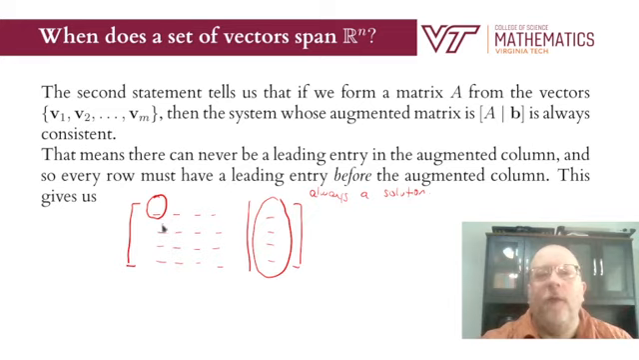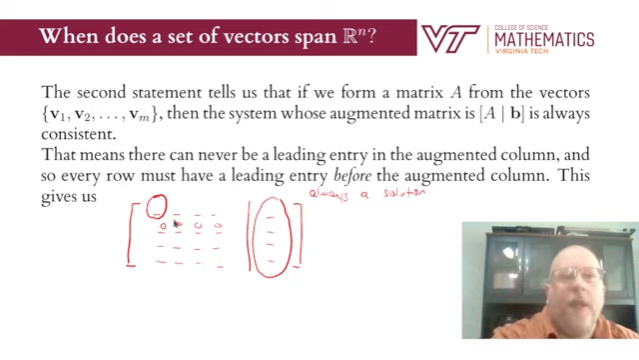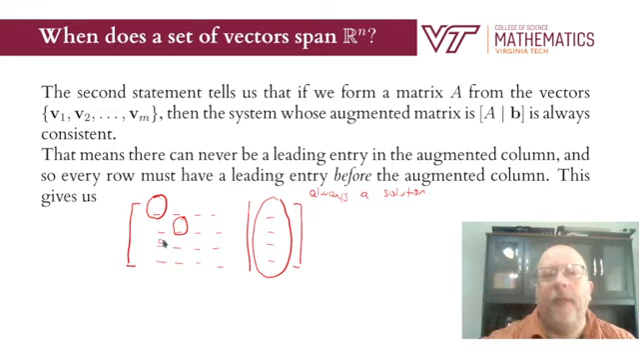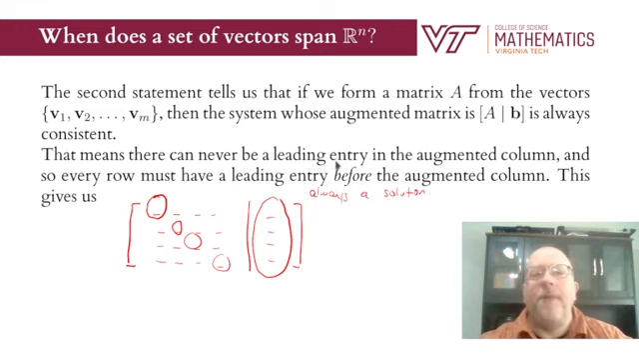This row can't be all zeros, because then I could put like a 7 here and then this wouldn't be a solution. And so in the echelon form, this row needs a leading entry. And then this row can't be all zeros, because then I could put a 5 here and we wouldn't have an answer. So I have to have a leading entry over here. And finally, the bottom row, same thing. That means that every row must have a leading entry before the augmented column.